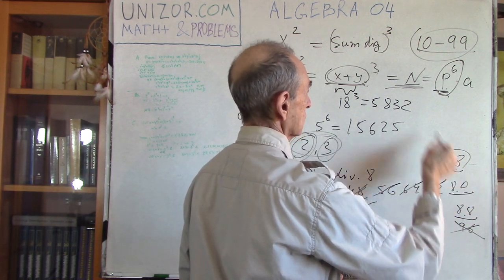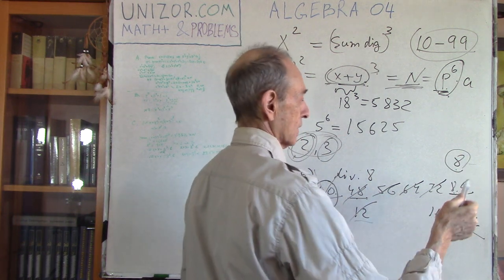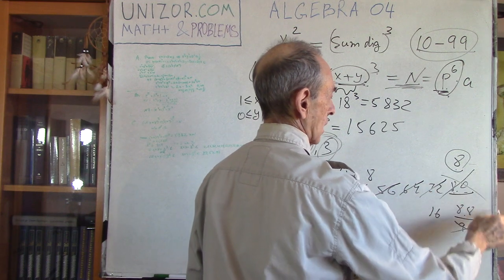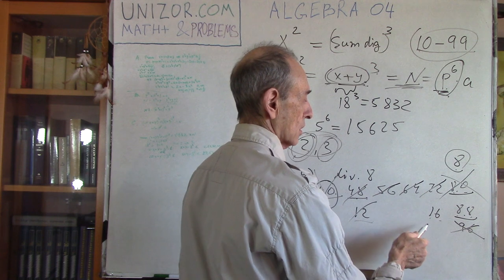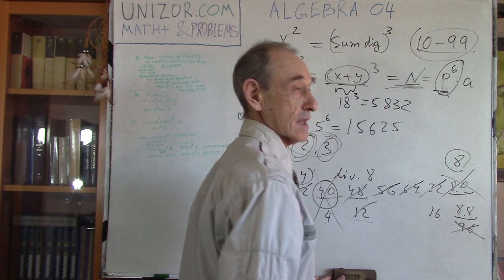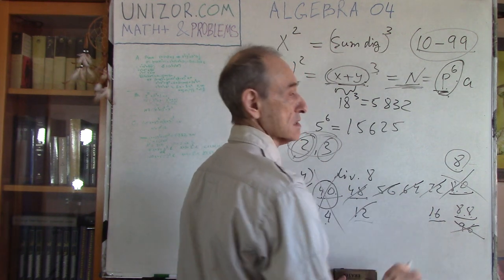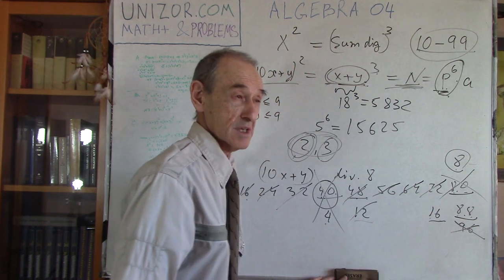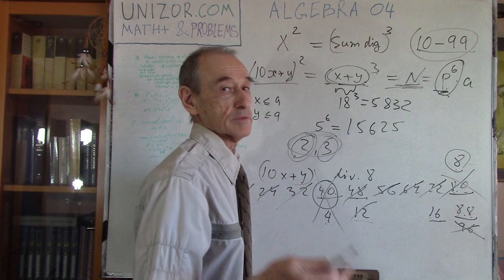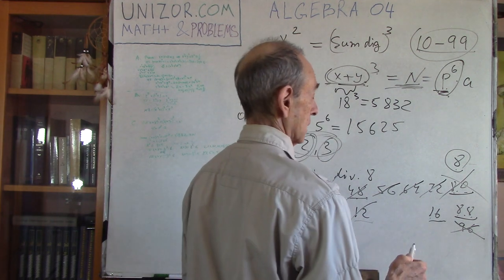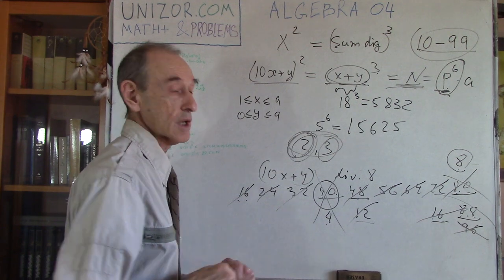80 squared is 6400. Sum of digits is 8, to the cube: 8 times 8 is 64, times 8, something like 500, whatever. Not even close. Not good. 88 squared and 16 cubed. 90 squared is 8,100, so 88 squared is about 8,000. Now 16 cubed, 16 by 16 is 256, times 16, well, even times 20 it would be like 5,000, definitely much less than 8,000. Not good. So the whole thing with 2 is not working.